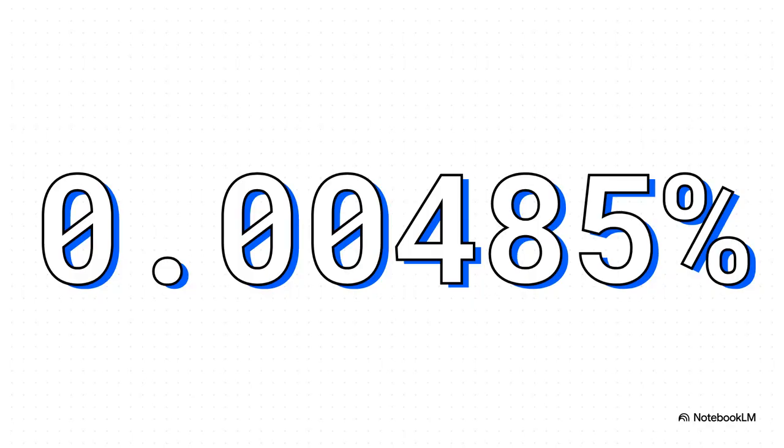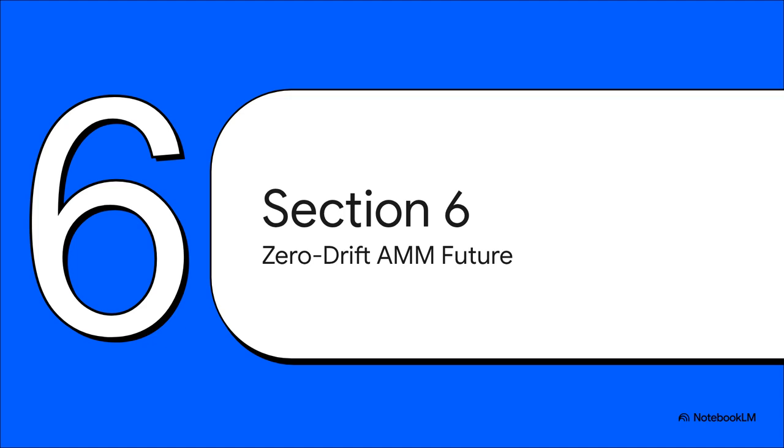Check this out. By just step 2 of the recurrence, that simple 1022 over 1011 fraction hits a minuscule error rate of just 0.00485%. It achieves this instantly, dodging all that complex division drifting and the massive overhead of WAD scaling entirely. It relies purely on verified whole number integer logic. It is completely deterministic. Finally, Section 6, the zero-drift AMM future.